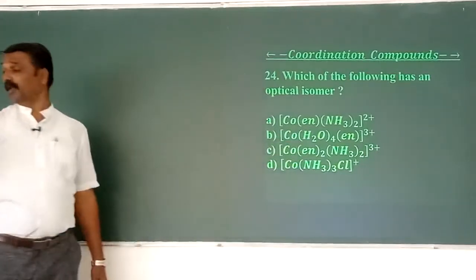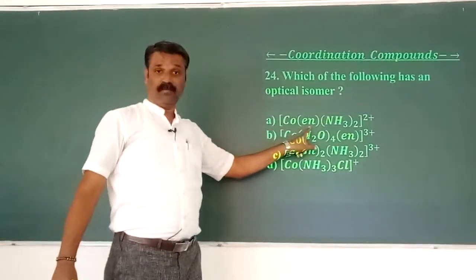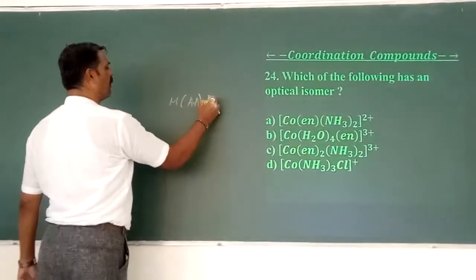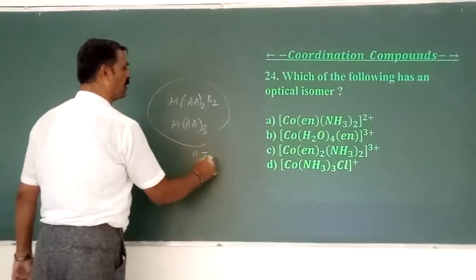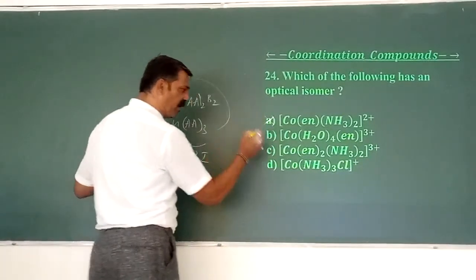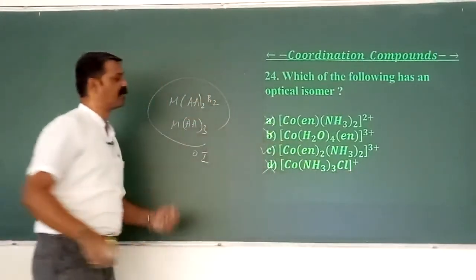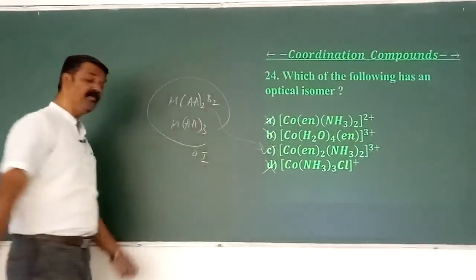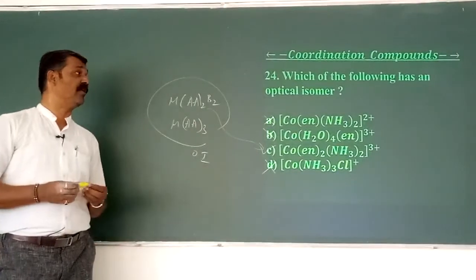Which of the following has an optical isomer? This is MAA only. Here I have mentioned only MA twice B2, or MAA thrice, which can exhibit optical isomerism. Here there is this, but it is only AA, therefore it is not possible. Again it is one, but not possible. Twice, I think this is possible. All are monodentate, therefore I can expect it. This is of the type AA twice B2, hence it exhibits optical isomerism. 24C.